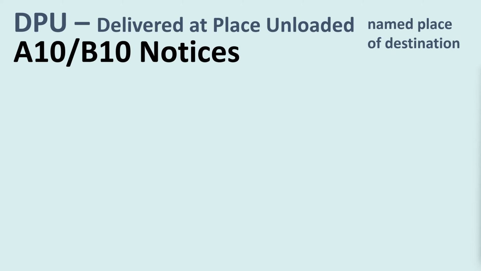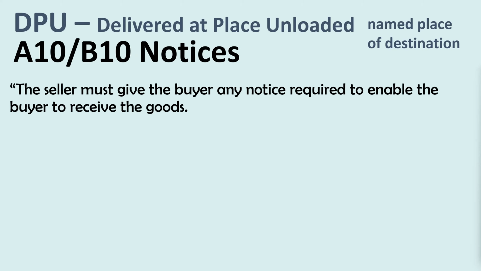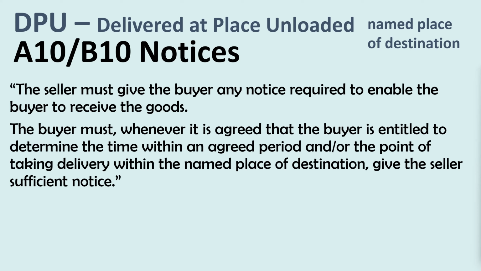A10 and B10 notices. The seller must give the buyer any notice required to enable the buyer to receive the goods. The buyer must, whenever it is agreed that the buyer is entitled to determine the time within an agreed period and or the point of taking delivery within the named place of destination, give the seller sufficient notice.